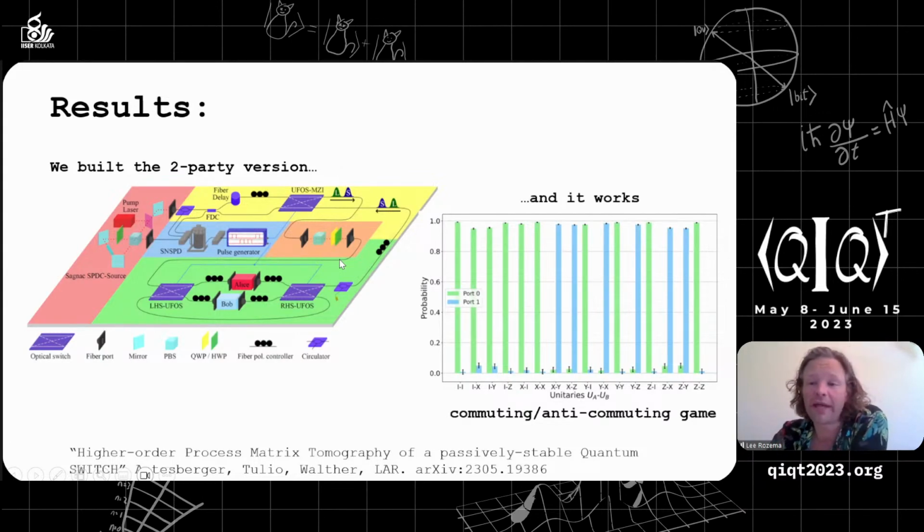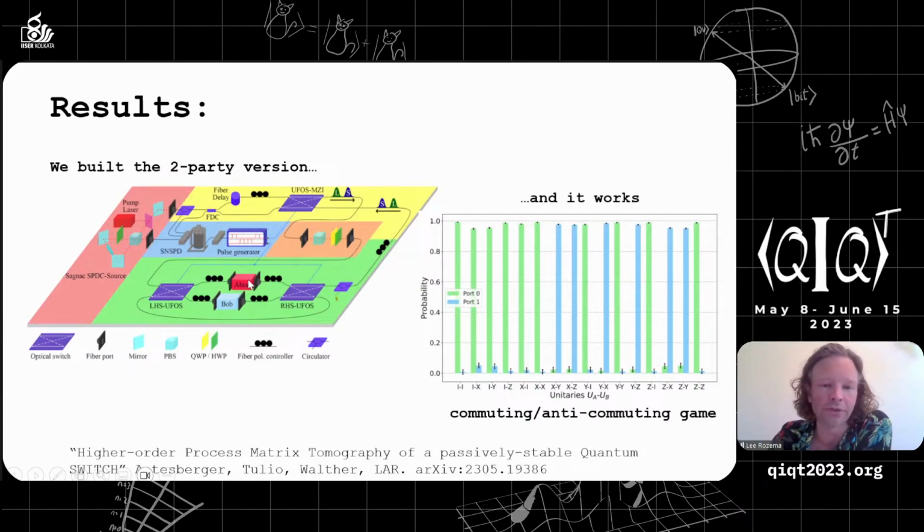So we have this built, and it works. What I'm showing here are the results of playing this commuting anti-commuting game with our setup. Along the y-axis, we have the probability to find the photon. Sorry, this should be labeled port plus and port minus in the notation I'm using here. If it's green, then we find the photon in the state plus. If it's blue, we find the photon in the state minus. And on the x-axis, I'm labeling which unitaries we have implemented in place of the switch.